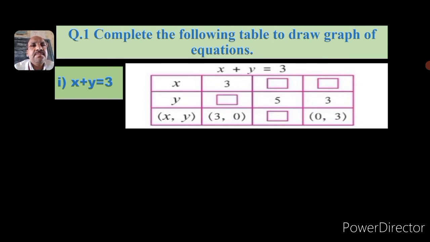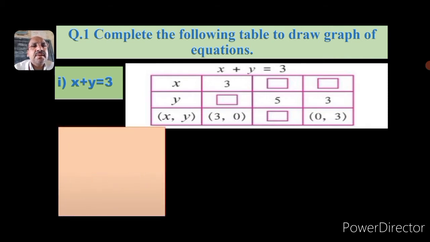Here we have been given some equations. Equation number 1: x plus y is equal to 3, and here we have been given a blank table. We fill these boxes with suitable ordered pairs. Now first, for x is equal to 3 in the equation x plus y is equal to 3, when we put the value of x in the given equation, it becomes 3 plus y is equal to 3, y is equal to 3 minus 3, therefore y is equal to 0. Therefore the value of y is 0.